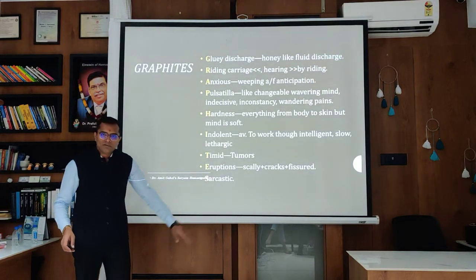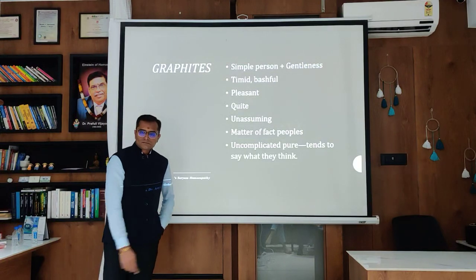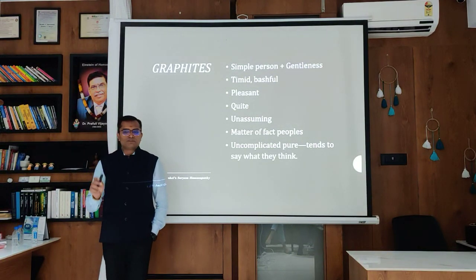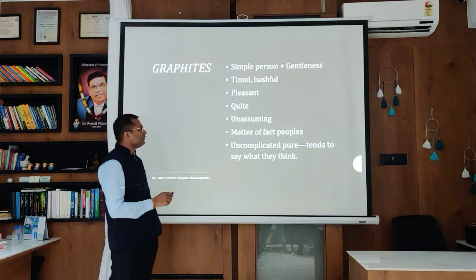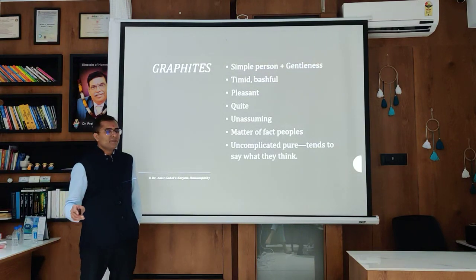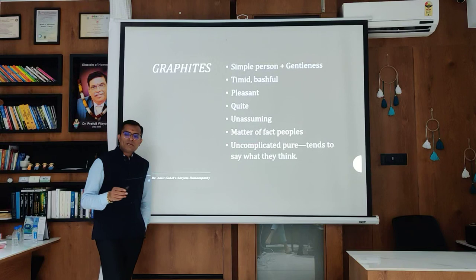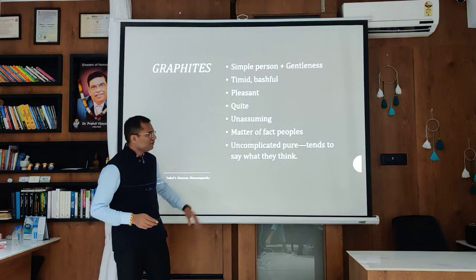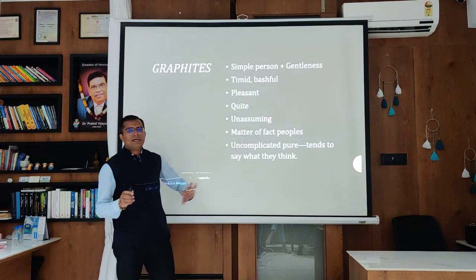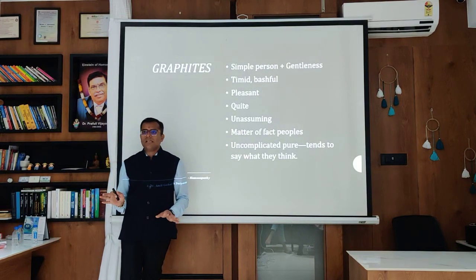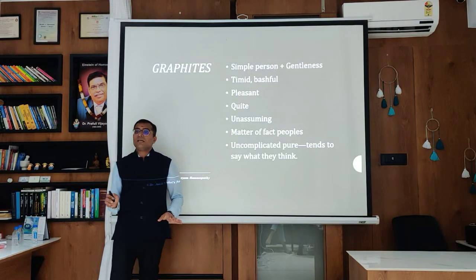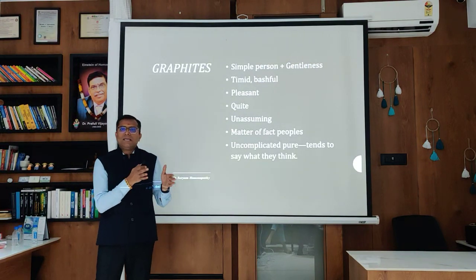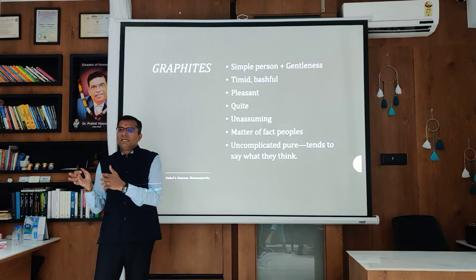And the mental aspect is always sarcastic. Very simple person, gentleness, timid, bashful, pleasant, quiet, unassuming, matter of fact people, uncomplicated, pure, tend to say what they think. This is what you have to understand. They are a simple person, like Baryta carbonica. Right? Baryta carb. You can think of mild, timid, changeable, indecisive.